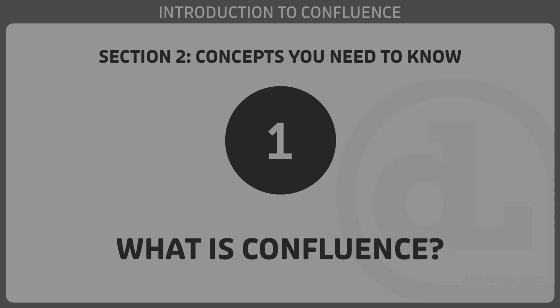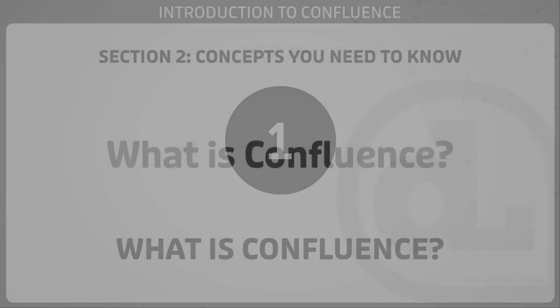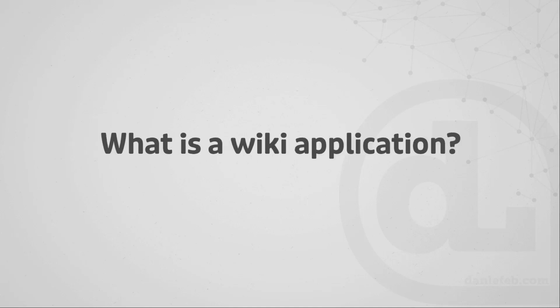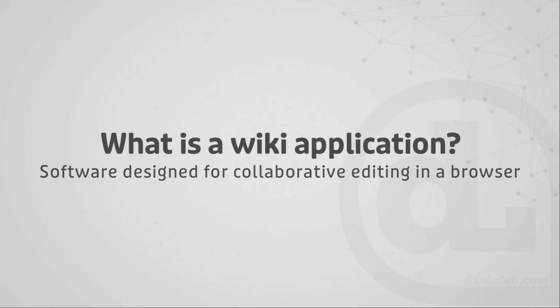In this video, we'll take a minute to get a better understanding of exactly what Confluence is and what it's used for. So Confluence is a wiki application. Right away, that's going to beg the question, what is a wiki application? Well, in a nutshell, a wiki application sometimes is called wiki software or wiki engine. Different people call it different things.